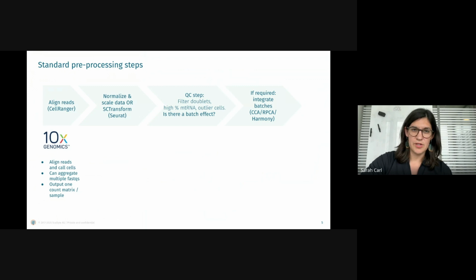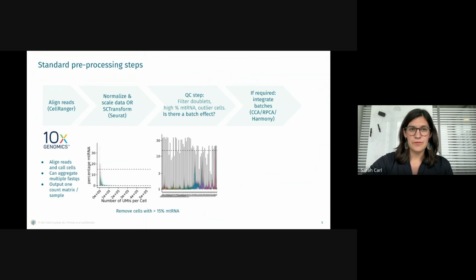The next step is generally to normalize the data. This is followed by the quality check, where we want to look at things like the mean number of genes per cell to look for outliers, which could potentially be doublets or indicate poor quality cells. We also want to filter out cells with higher percentage of mitochondrial reads, as this can be indicative of dead or dying cells. And then we would do a first visualization to check for the presence of a batch effect.